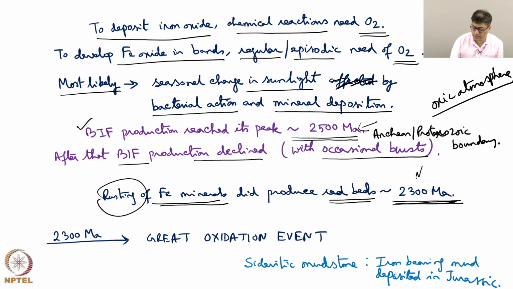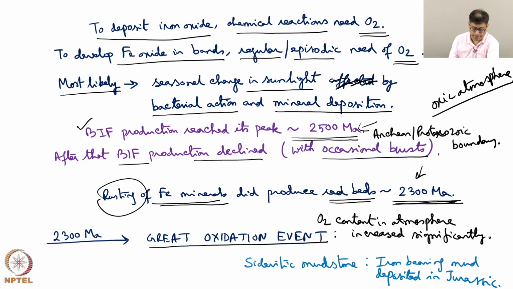Interestingly, this 2300 million years is also known as the Great Oxidation Event. This means the oxygen content in the atmosphere increased significantly. So, this marks a significant shift from an anoxic environment to an oxic environment, from an anoxic atmosphere to an oxic atmospheric condition, and from 2300 million years in the younging direction till the present, the chance of banded iron formation got tremendously reduced. As I was telling, the rusting of iron is reported as old as 2300 million years back.